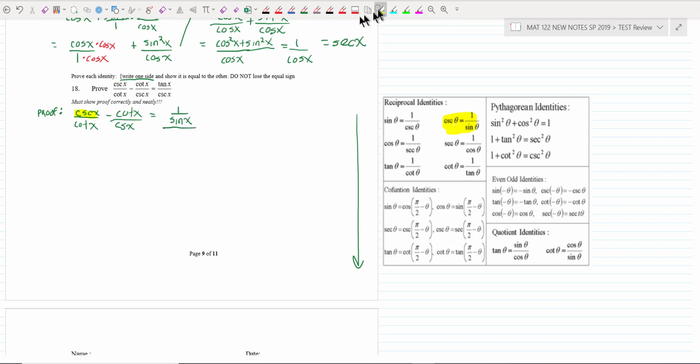Okay, the other thing I see is a cotangent of x. Well, that might be nice to do cosine over sine, or you might do 1 over tangent. But I think what's better is to get as many sines and cosines in here as we can. So I'm going to change that to cosine x over sine x.